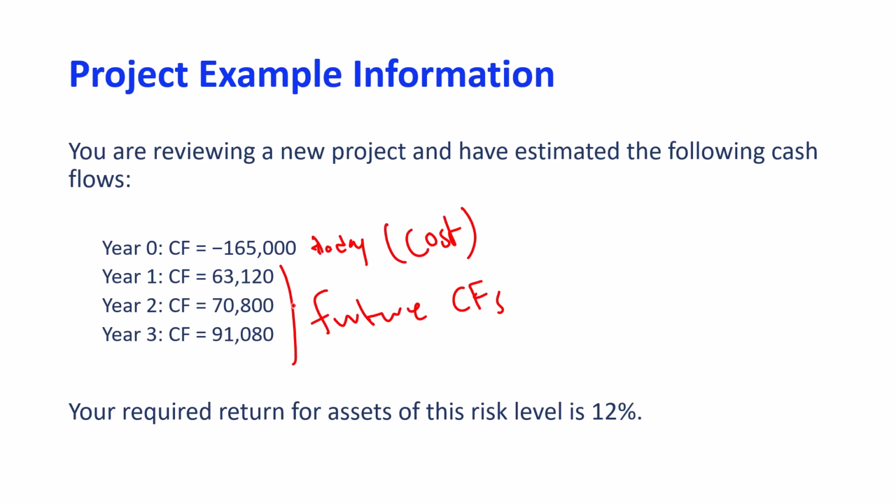Cash flow in year 1 is $63,120, then $70,800, and $91,080. Right? And your required rate of return or your discount rate is 12%. How do you find the NPV of this project?